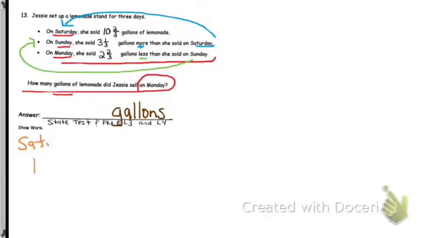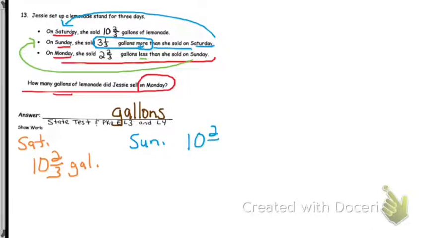So on Saturday, I know that she sold the actual number now, since this is my problem, 10 2/3 gallons. On Sunday, which is my second bullet, I know that she sold 3 1/3 gallons more than she did on Saturday. So I'll start with my Saturday amount, 10 2/3 gallons, and I'll add those 3 1/3 gallons more, and that will tell me how much she sold on Sunday. Okay, so let's go ahead and do this. My denominators have to be the same to add or subtract fractions, and I see my denominators are 3 and 3. Oh, I like that. They're already the same. Perfect, so I'm ready to go ahead and add.